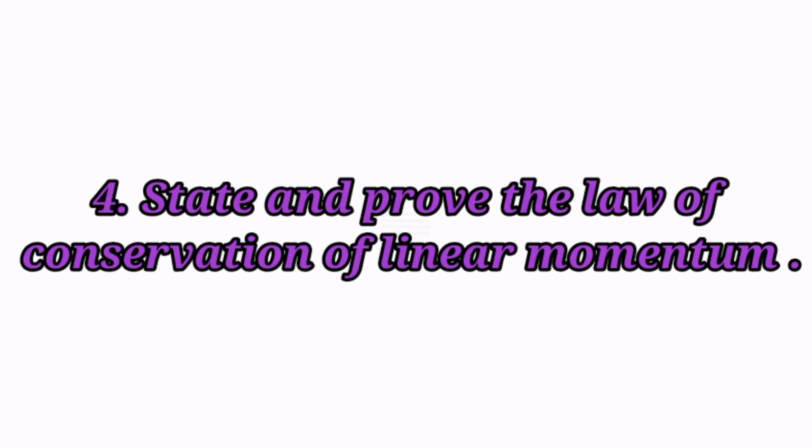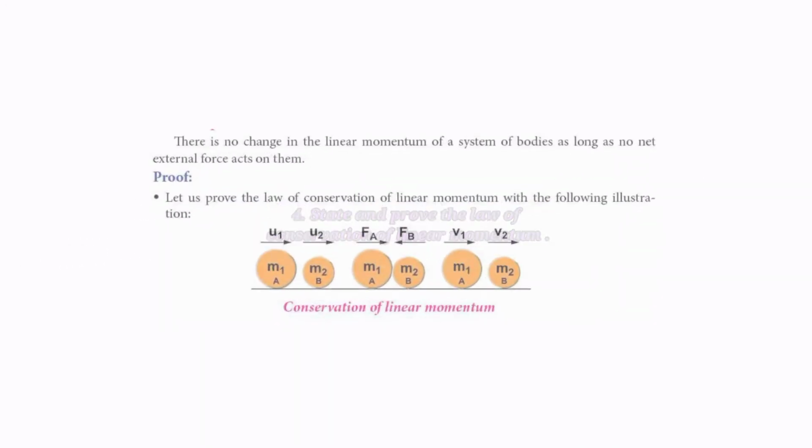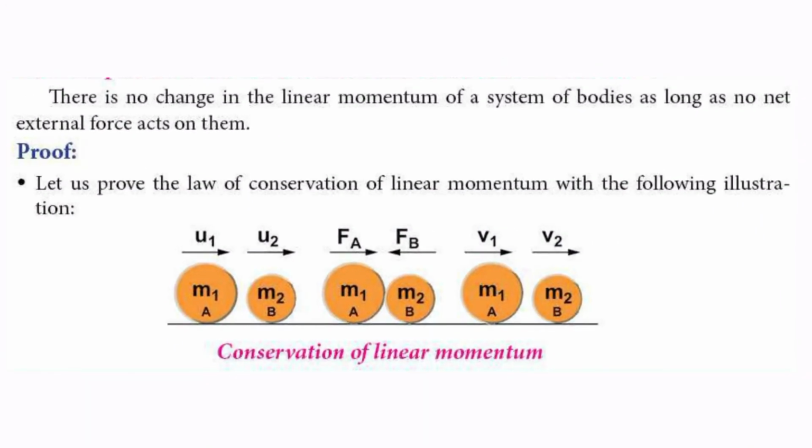State and prove the law of conservation of linear momentum. There is no change in the linear momentum of a system of bodies as long as no net external force acts on them. Proof: Let us prove the law of conservation of linear momentum with the following illustration.